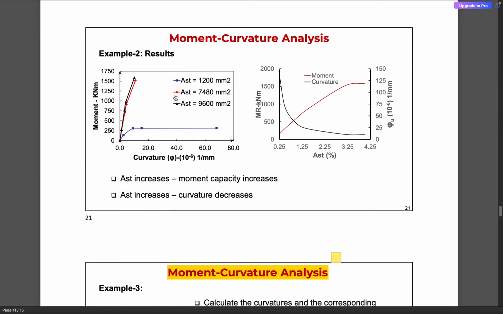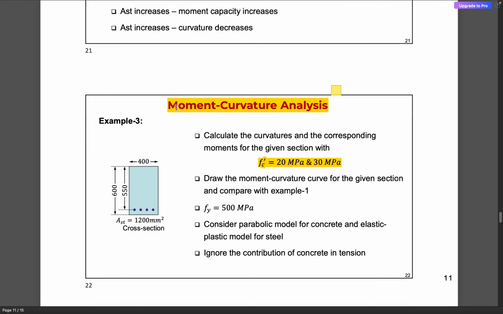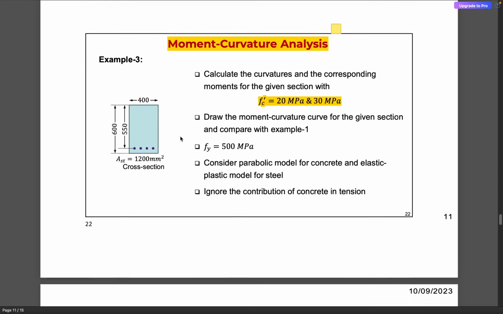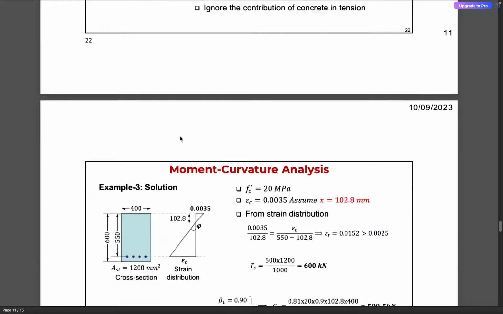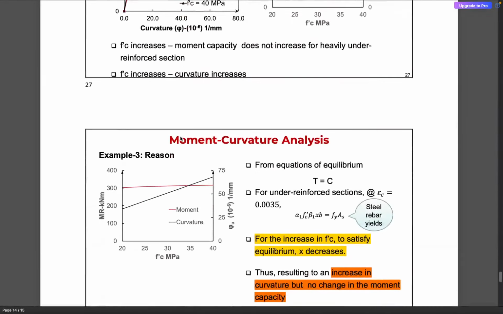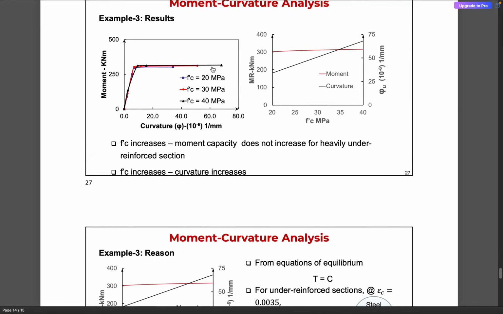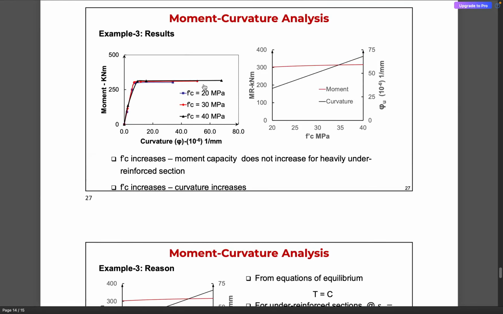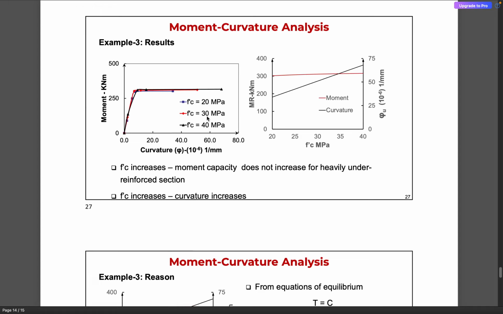And then in example 3, we saw the effect of compressive strength of concrete on the moment curvature relation. So these are the moment curvature plots. What happens when we change the grade of concrete from 20 MPa to 30 MPa to 40 MPa? While we maintain the area of steel, what happens to the moment curvature relation when we vary the grade of concrete?